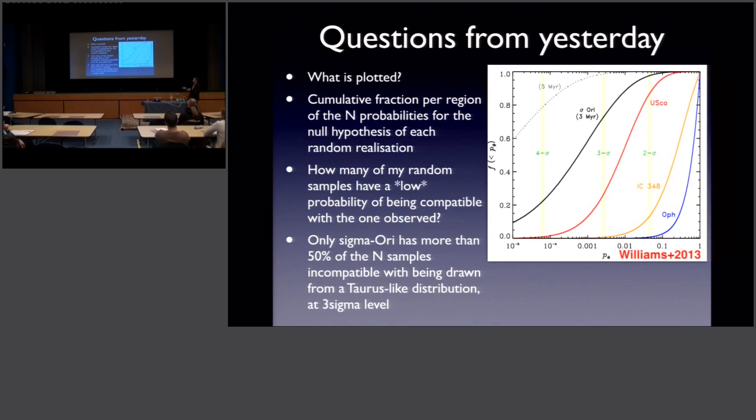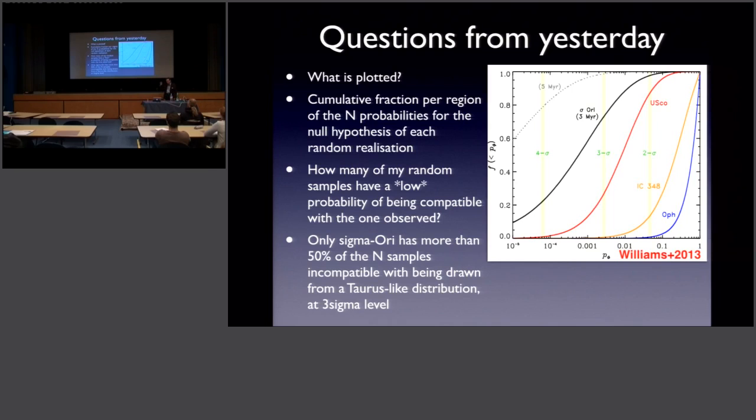If the majority of the random samples are totally different from the one that you have observed in your star-forming region, then your probability gets in the low part. And in this plot, only the sigma Orionis curve has more than 50% of your random samples here, that have probabilities smaller than the 3 sigma to be compatible. So this is a null hypothesis. So you are trying to negate the fact that the two are compatible, okay? That's the way it's done.